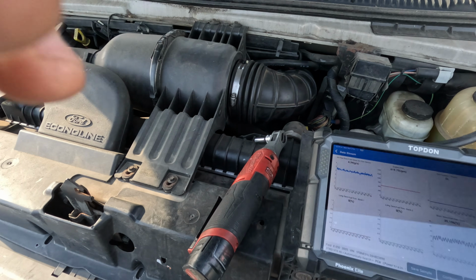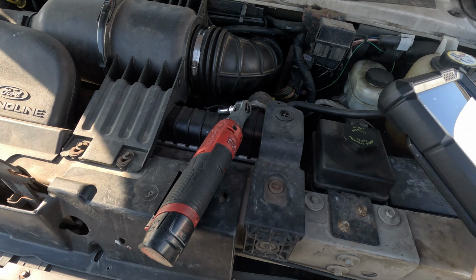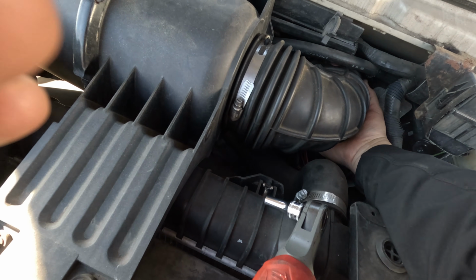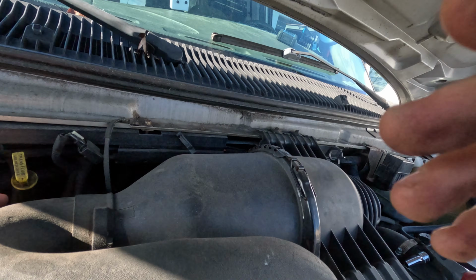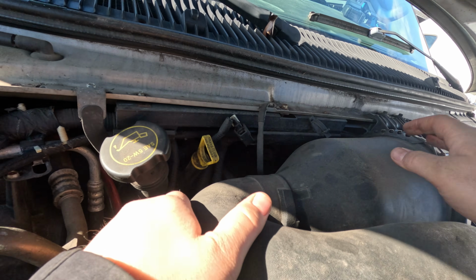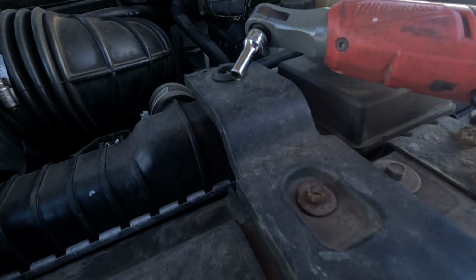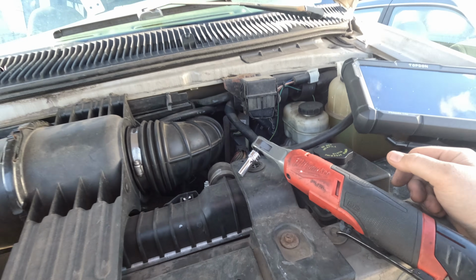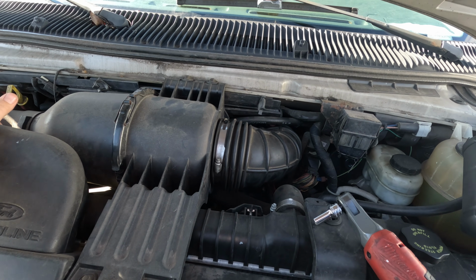Alright, so let's look around. So I got my scan tool here, and we're definitely running really lean. This is after I cleared keep alive memory. So let's see. Now these, I know these are notorious for breaking. These clips right here. You know, there was also an evap leak. So the purge line could have also broken.